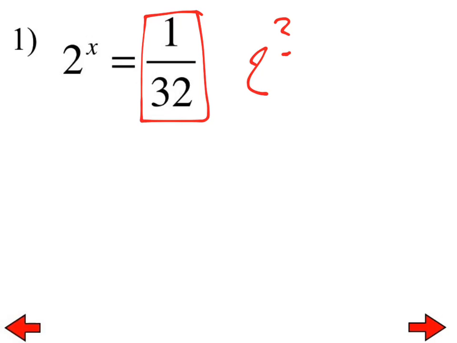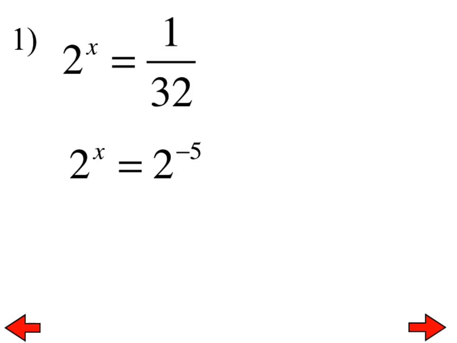We can easily figure out what power of 2 is 32, but 1 over 32 is the reciprocal of that, so that should bring back some ideas of negative exponents. So 2 to the 5th is 32, whereas 2 to the negative 5 is equal to 1 over 32. So all we are doing here is replacing 1 over 32 with 2 to the negative 5 because they are equivalent to each other.